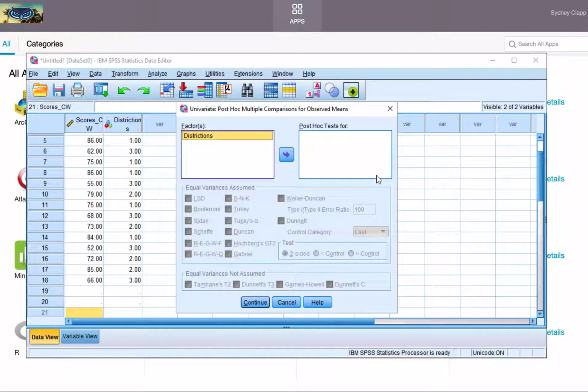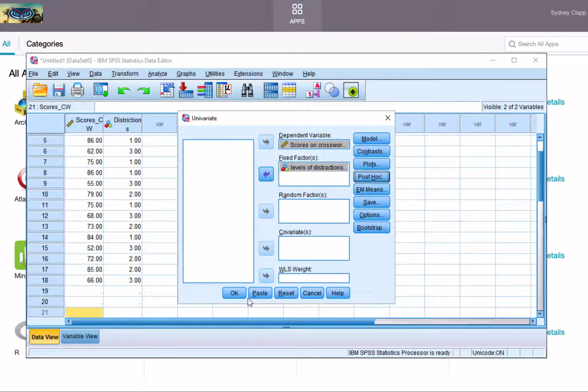And the factors for comparison that we move over are going to be our distractions. And they have us running, I think it's pronounced Scheffé, so we're going to select that. You could run additional ones. They really differ by very little in the output, but the lab specifically says to use this one. But if you just wanted to play with the numbers, you could.